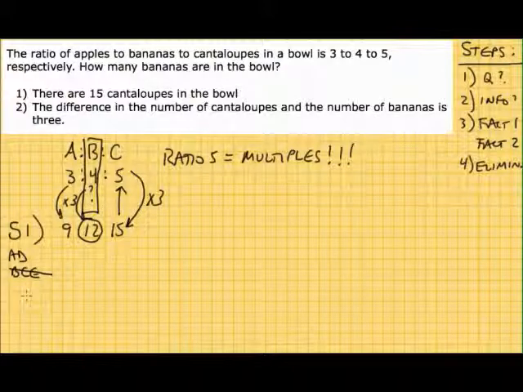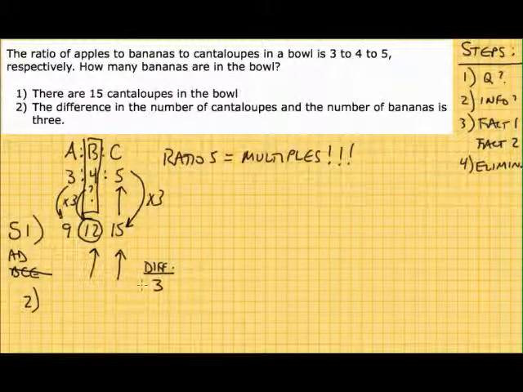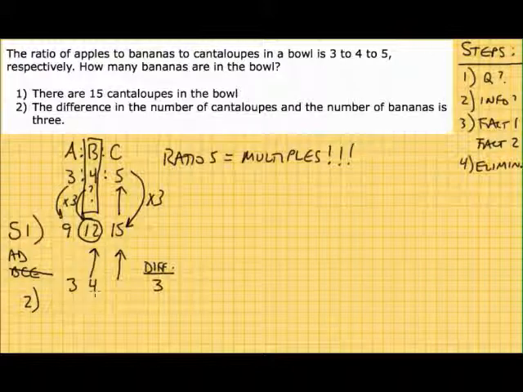Fact 2 gets a little wordier, but I'm going to line it up in much the same way that we did fact 1. We're told that the number of cantaloupes minus the number of bananas gives you a difference of 3. Now some of you might see the fast way to do this, but I'm going to show you the little table method so you can use the fast way down the line. Since we're dealing with multiples, the smallest multiple would be 3, 4, 5. But is that a difference of 3? No, that's a difference of 1.